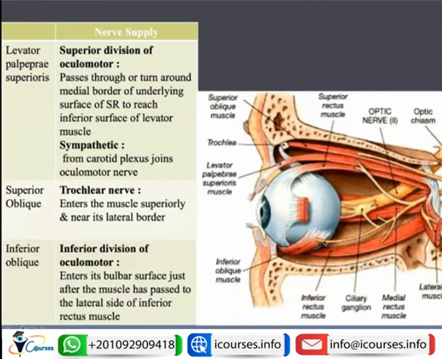Here is again the inferior branch to the inferior oblique, which is a branch from the oculomotor nerve.